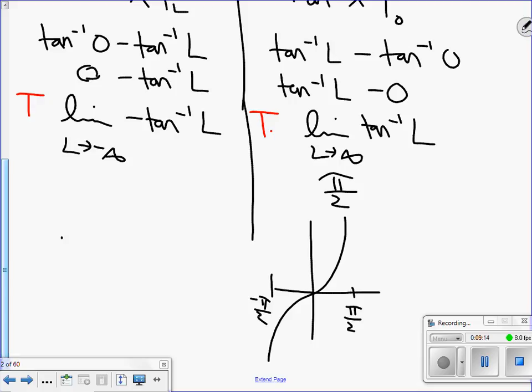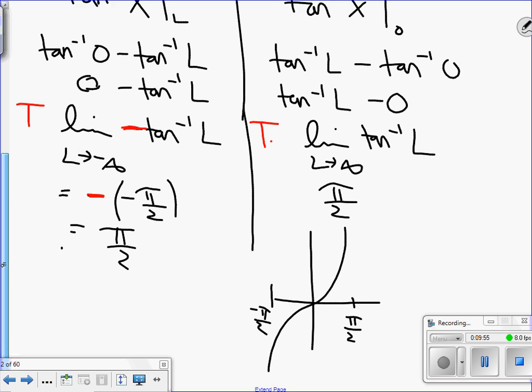We have the negative, so I'm just going to leave that. But the angle whose tangent is negative infinity would be negative pi over 2. So we have negative that, which gives us pi over 2. Add them together and you get pi. Isn't that cool?